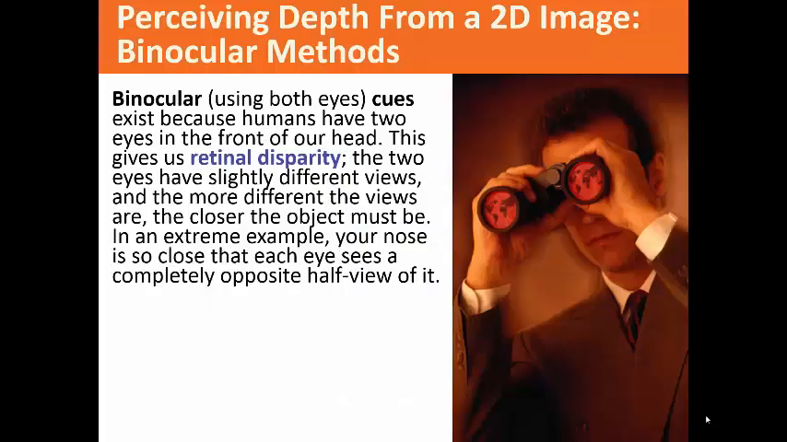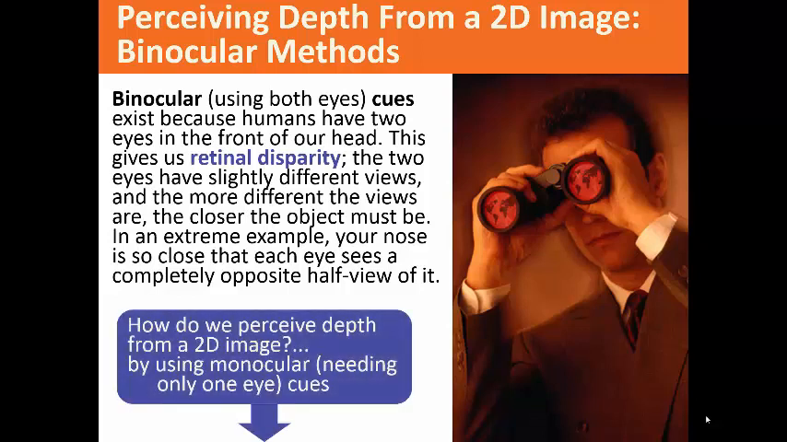So we perceive depth based on 2D images using binocular methods. Binocular means using both eyes to form cues, and they exist because humans have two eyes in the front of our heads, hopefully, and this gives us retinal disparity. So people who only have one eye often don't have depth perception. The two eyes have slightly different views, and the more different the views are, the closer the object must be. So an extreme example, your nose is so close that each eye sees the complete opposite half of the view of it. So if you try to look at your nose, each eye sees the complete opposite view.